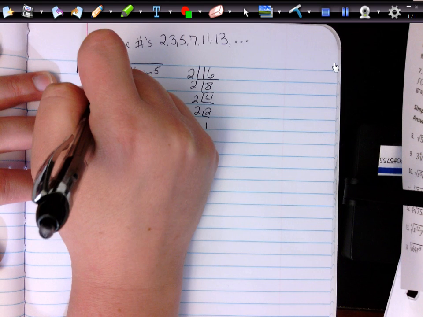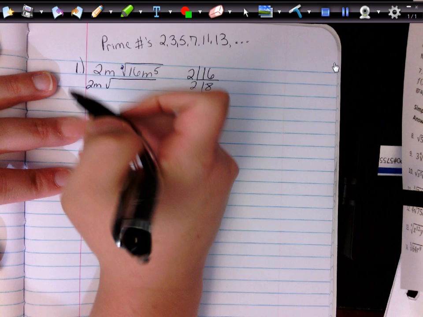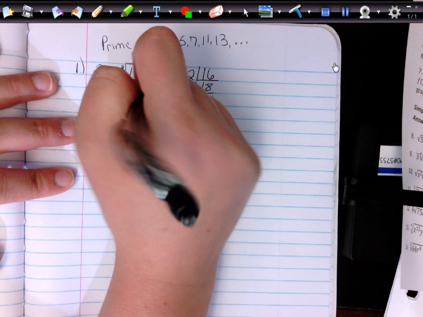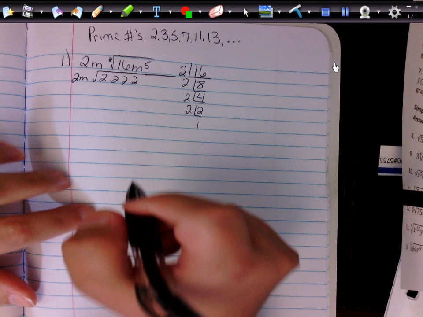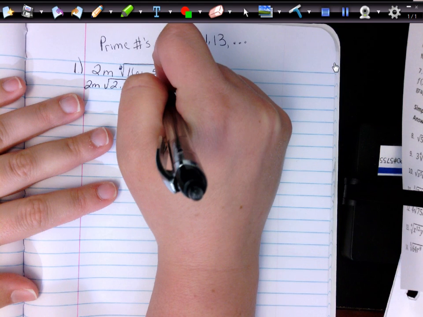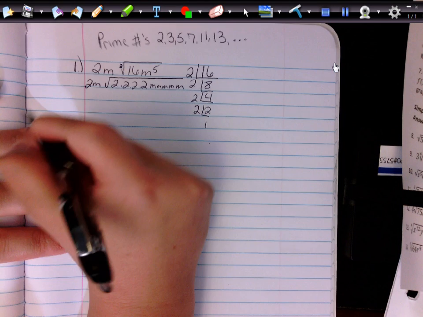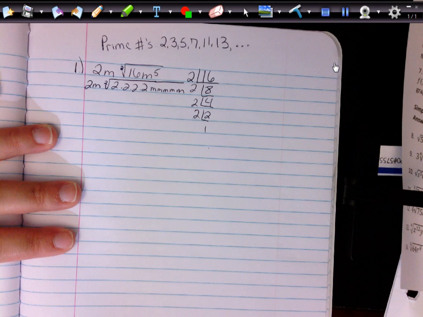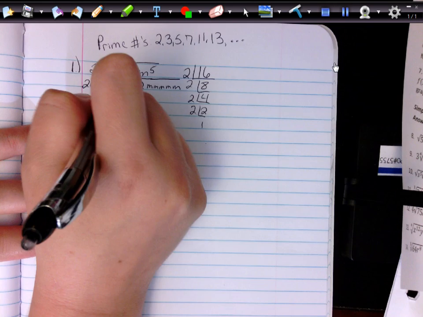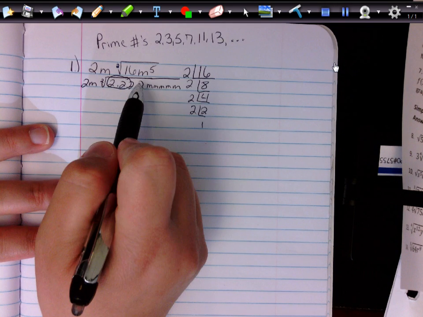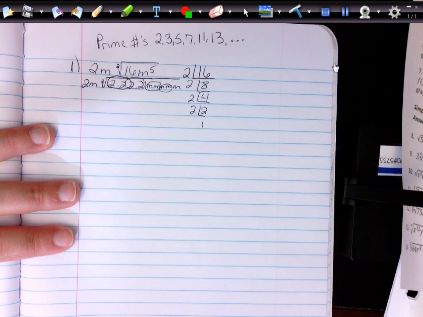I'm going to write 2m square root, and instead of 16, I'm going to write what 16 is made up of, and I have 1, 2, 3, 4 2's. And then I have m to the 5th. So with the m to the 5th, I'm going to write down 5 m's. Now that I have everything written out, I know I have an index of 2 since it's a square root, so I'm going to look for pairs or groups of 2 that are the same, and I'm going to circle them. So I have a pair of 2's, I have another pair of 2's, I have 2 pairs of m's.